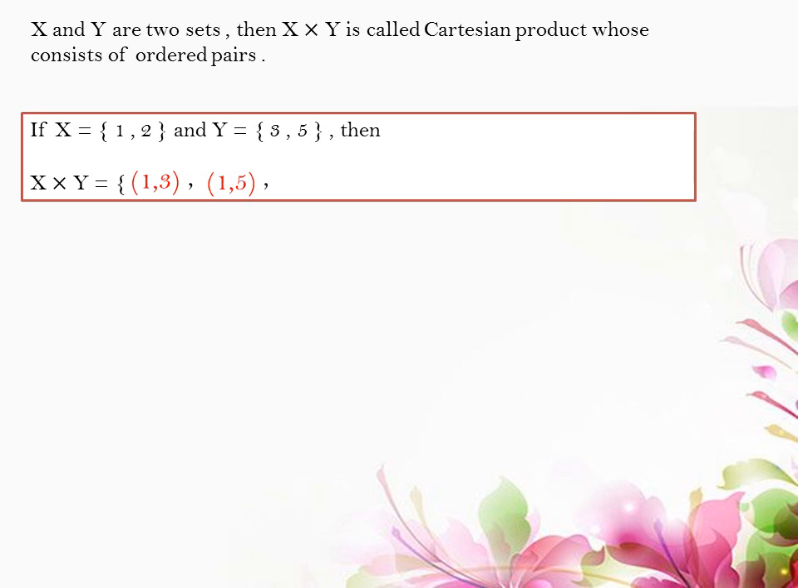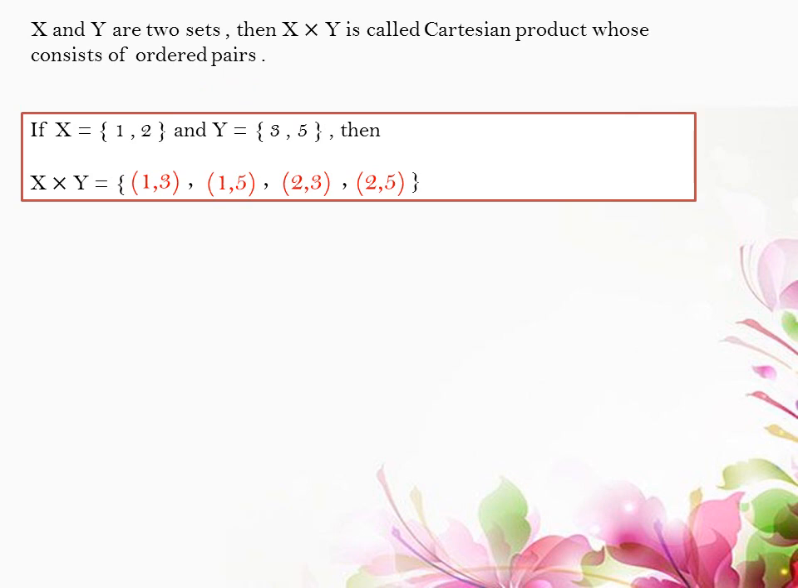Then we will take the second projection from x and the first from y, 2 with 3. We will form ordered pairs from these elements. Finally, we will take the second projection 2 with 5, like this, to form the ordered pair (2, 5). So x cross y equals (1, 3), (1, 5), (2, 3), (2, 5).